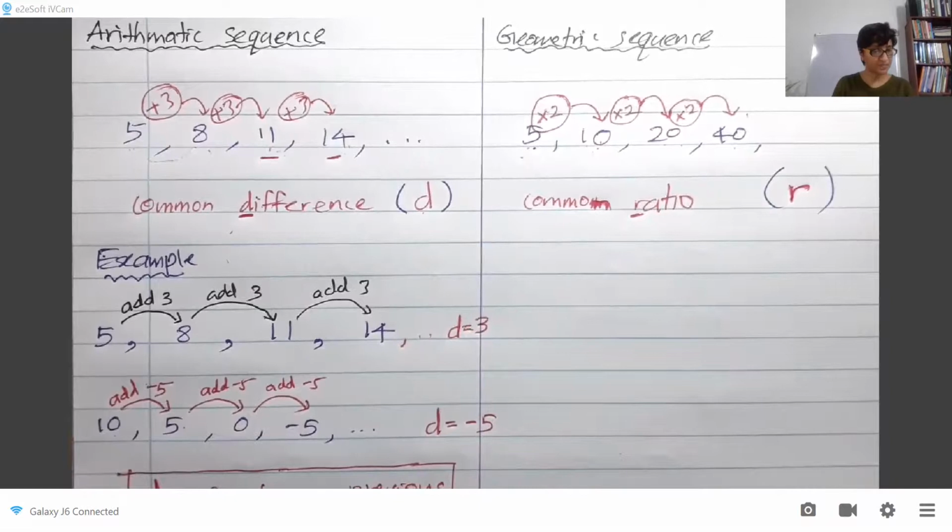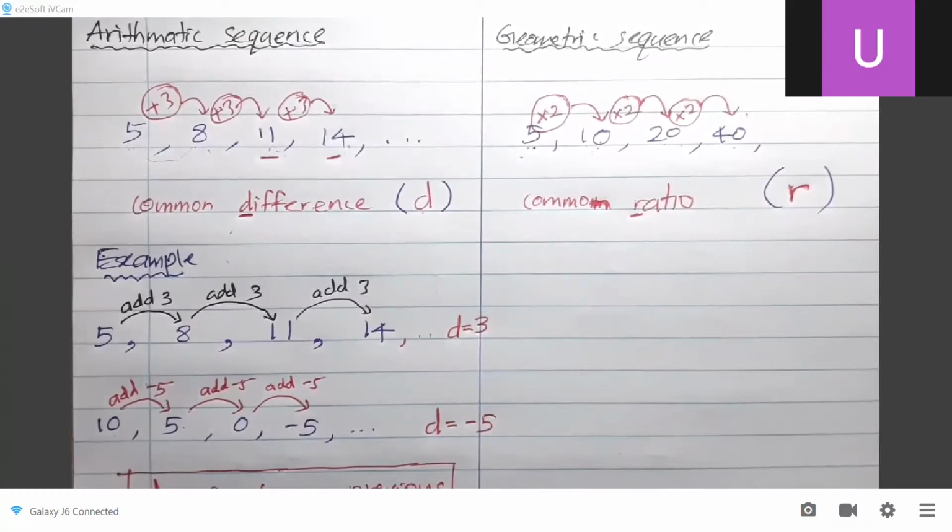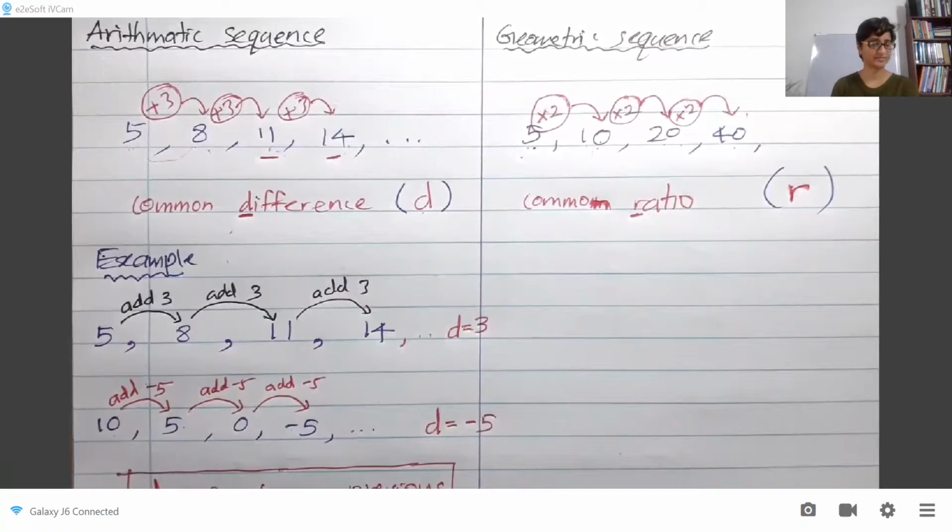A sequence in which the numbers progress by the multiplication of a fixed number is called a geometric sequence. And this fixed number is called the common ratio, within brackets R, common ratio in red.